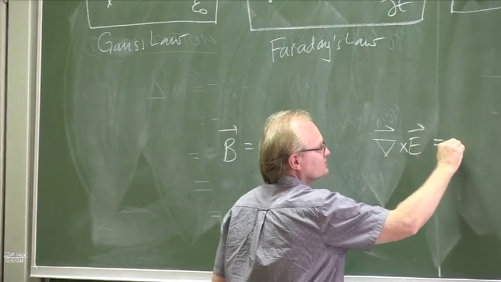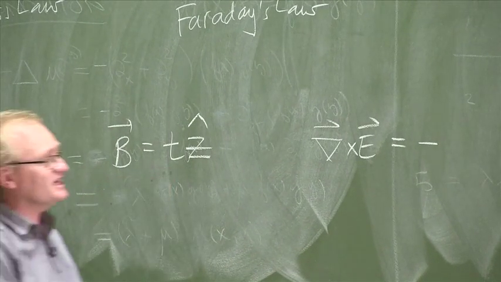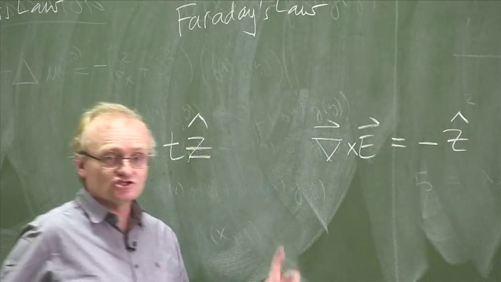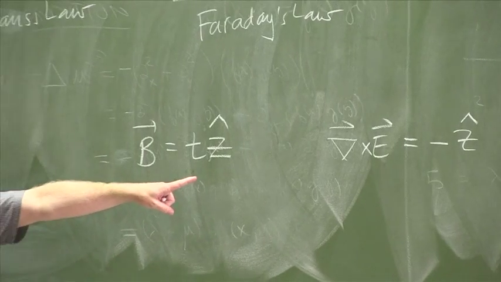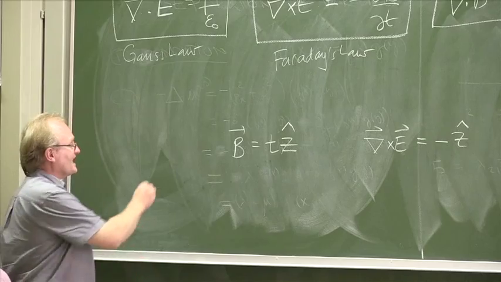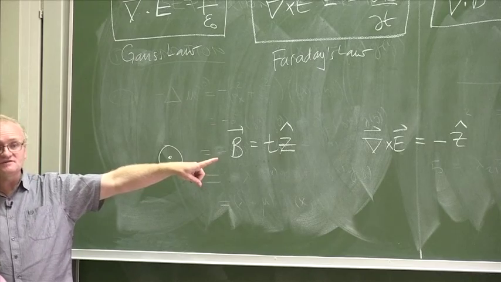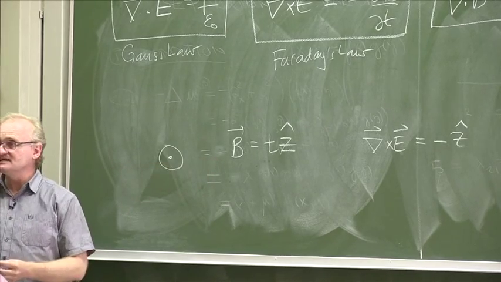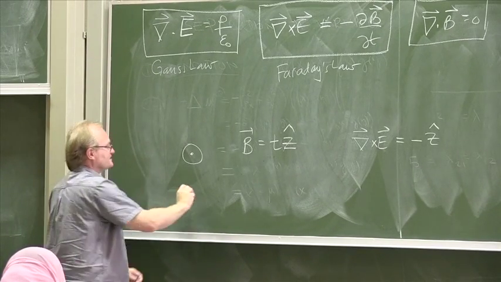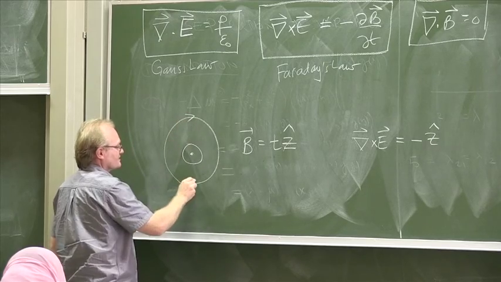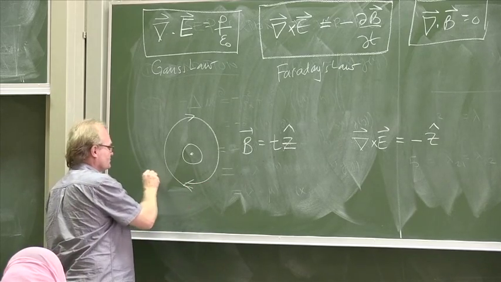The curl of E will be equal to minus dB/dt, which will be 1, and we'll get a z hat. So the curl of E points opposite to the direction that B increases. So B is coming out of the board, and it's increasing. Which way does the electric field curl? Minus z hat. So you take your right hand, put your thumb in the direction of minus z hat, and the electric field looks like that, right? So that's how the electric field would look.